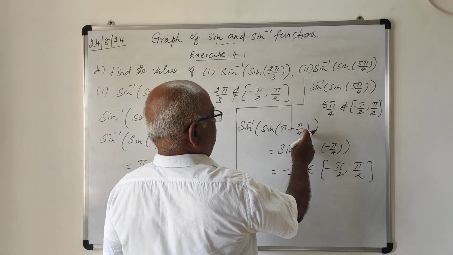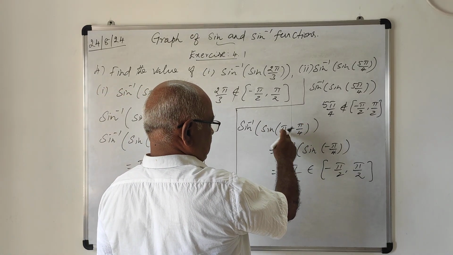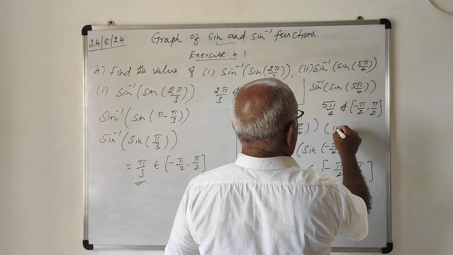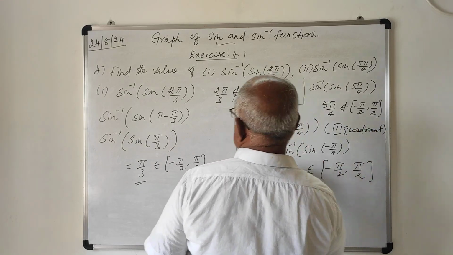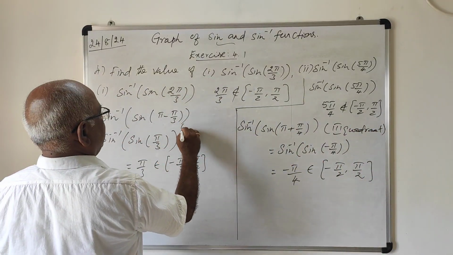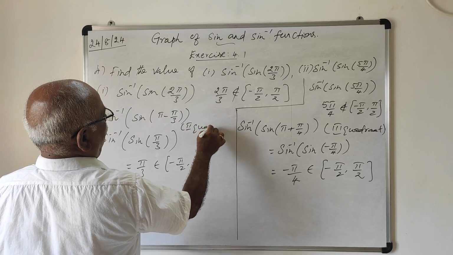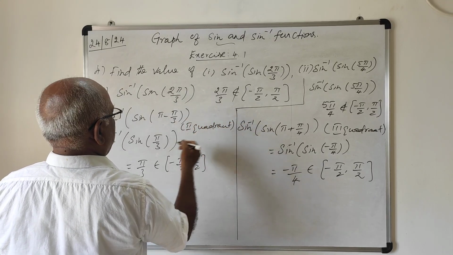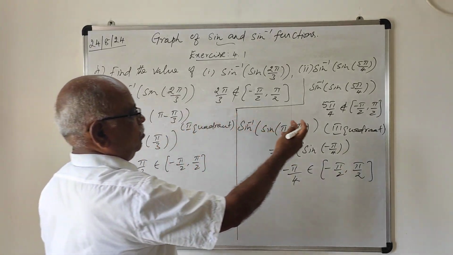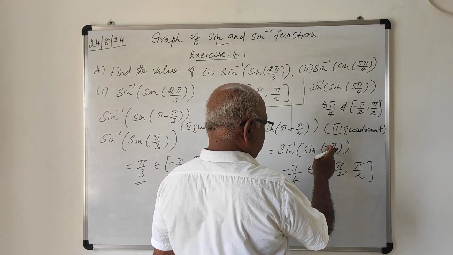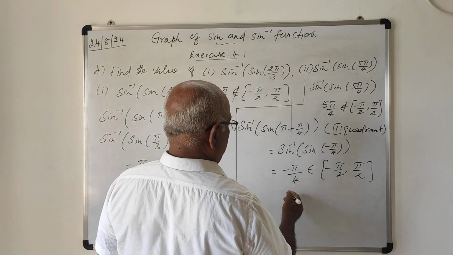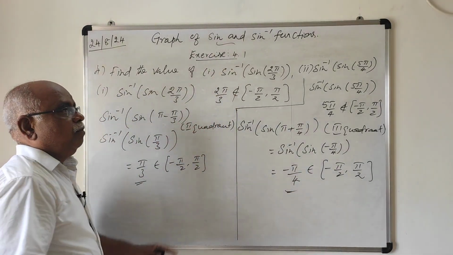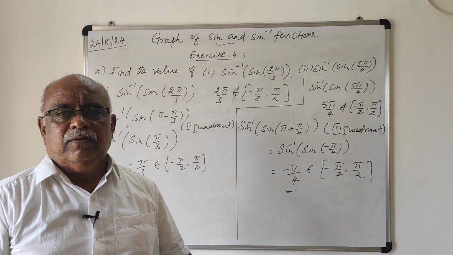π + π/4 is in the third quadrant, and in the third quadrant sine is negative. For 180 minus, second quadrant, sine positive, therefore it becomes π/3. For the third quadrant, sine negative, therefore it becomes −π/4, with 180 plus. Therefore −π/4 is in the interval. So these two problems are over. Next we will see the next problem.